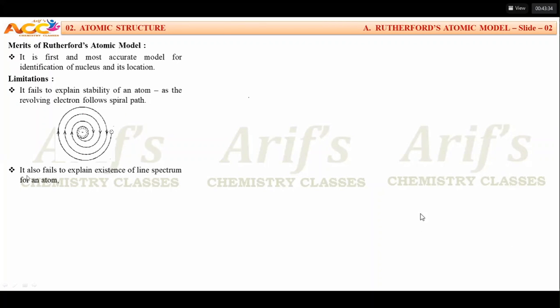And it also fails to explain the existence of line spectrum. If it is continuously losing energy, the spectrum must be a continuous spectrum, but the experiment says an atom always gives you a line spectrum. Right? Now, that is the end of Rutherford's atomic model. That is enough for us to understand. Now, with these defects, we will proceed. Let us try to understand some other aspect.